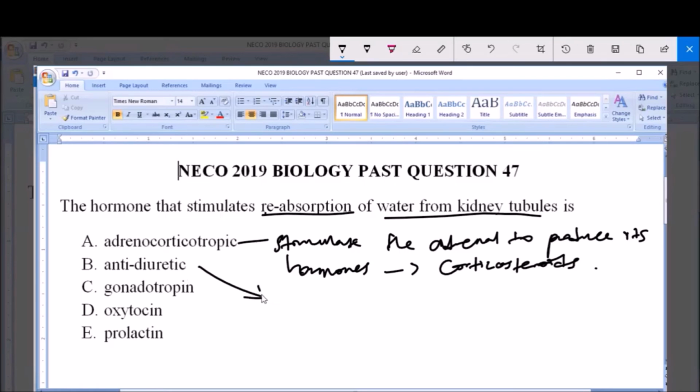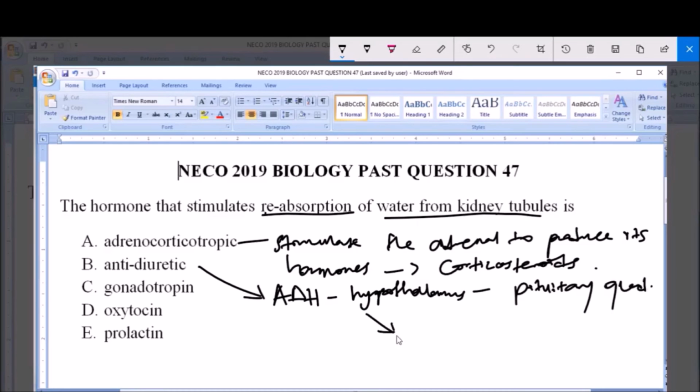Now option B says antidiuretic hormone. Antidiuretic hormone is also known as ADH. It's actually produced by the hypothalamus, but then the hormone is stored in the pituitary gland, that is the posterior part of the pituitary gland. And then this hormone is responsible for the reabsorption of water from kidney tubules. From the name antidiuretic, you will know that that is the function of this hormone. Reabsorption of water from kidney tubules.